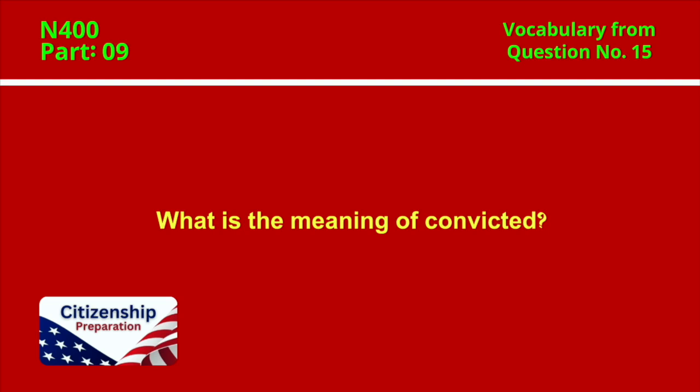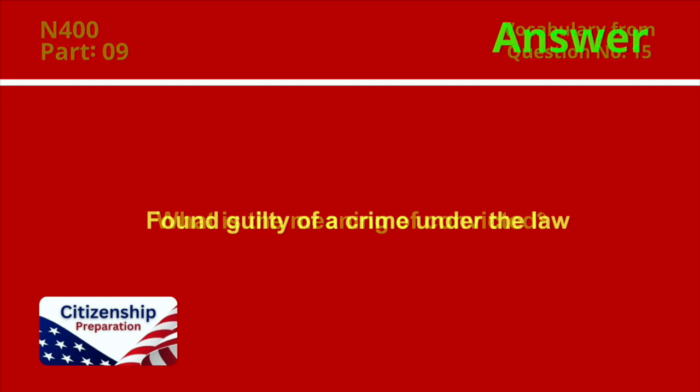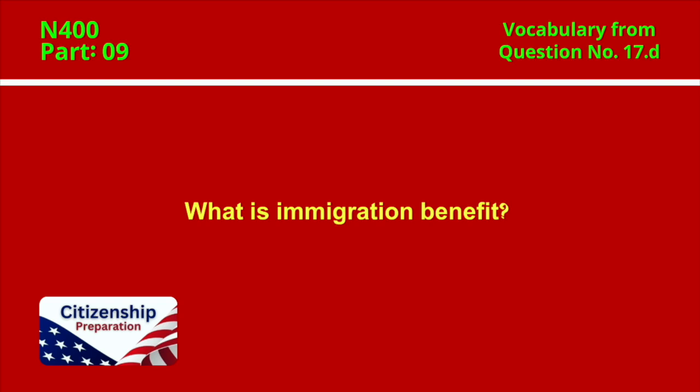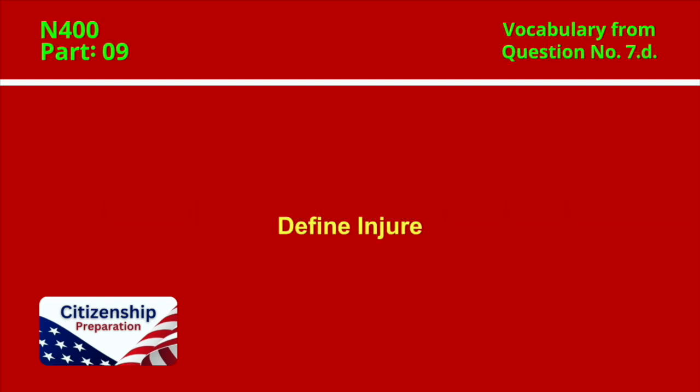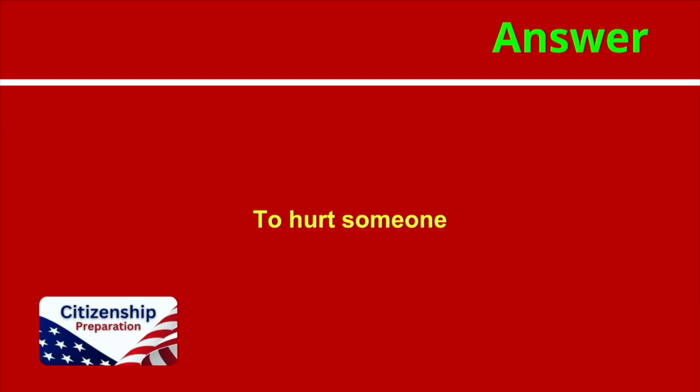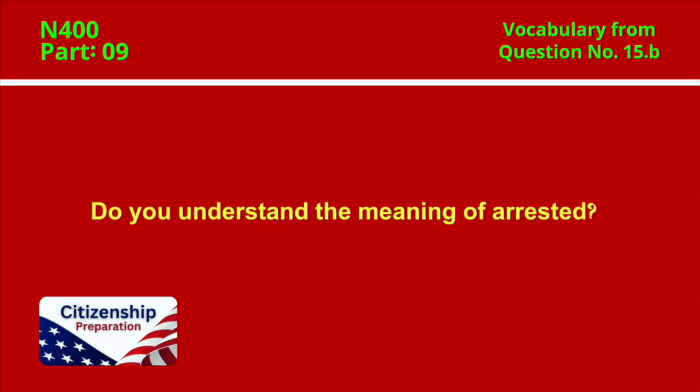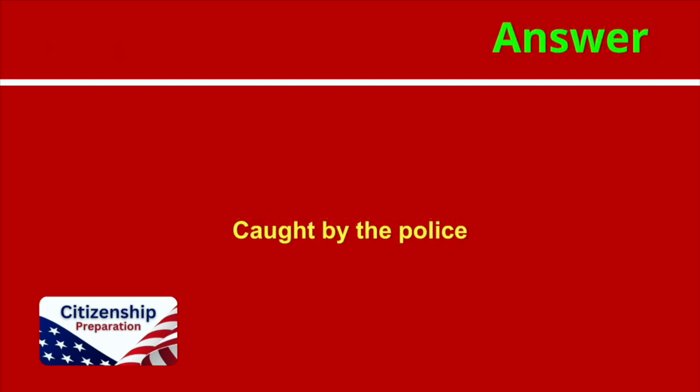What is the meaning of convicted? Found guilty of a crime under the law. What is immigration benefit? Things like a visa, green card, or citizenship. Define injure. To hurt someone. Do you understand the meaning of arrested? Caught by the police.